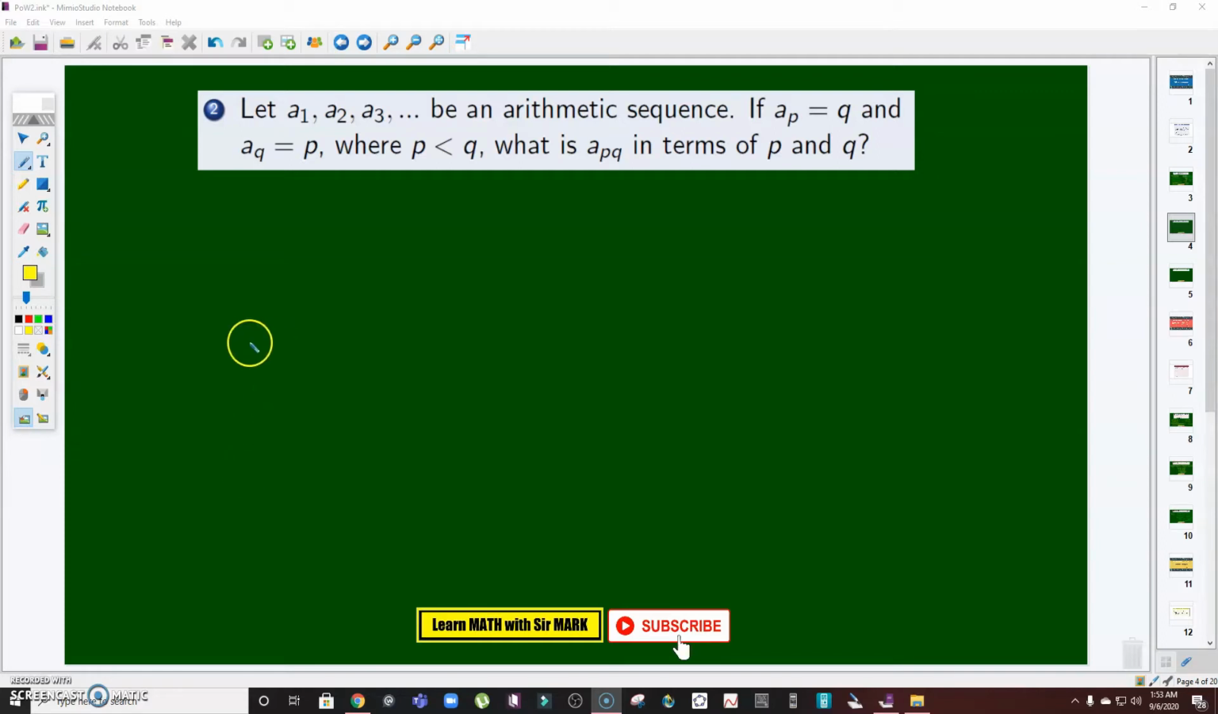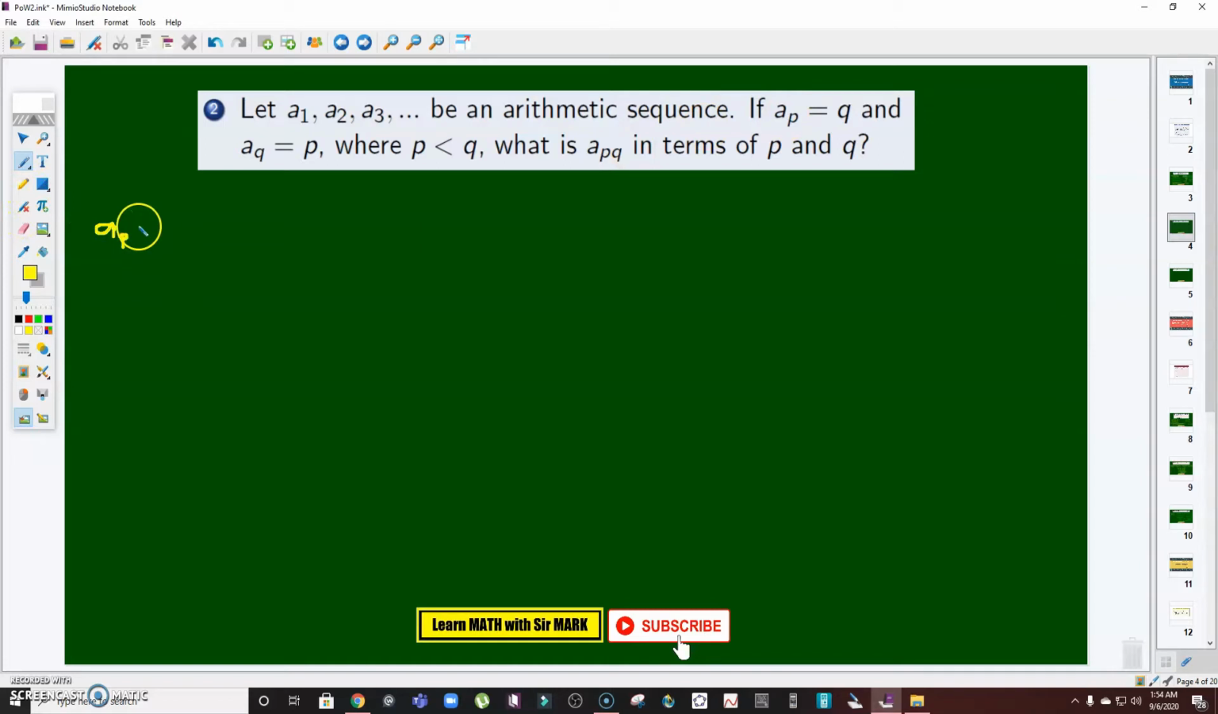Okay. Problem number 2. Let a sub 1, a sub 2, a sub 3 be an arithmetic sequence. If a sub p equals q and a sub q equals p, where p is less than q, what is a sub pq in terms of p and q? So let's have first this one, a sub p equals q.